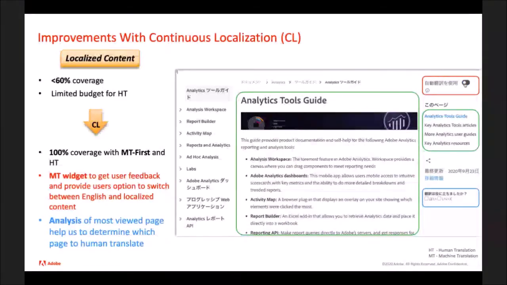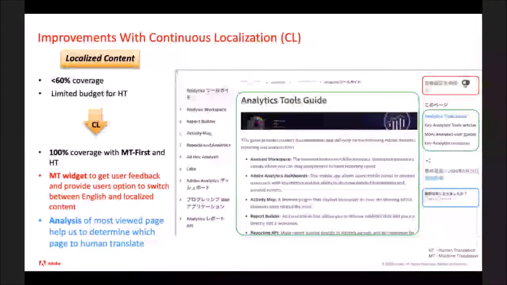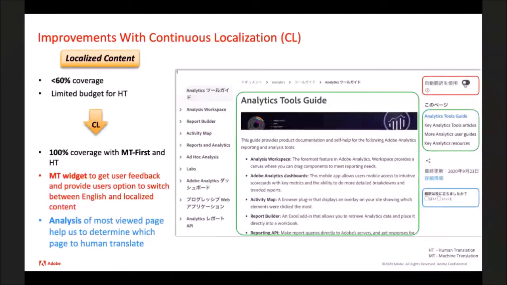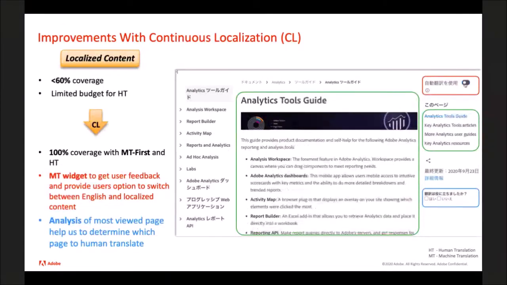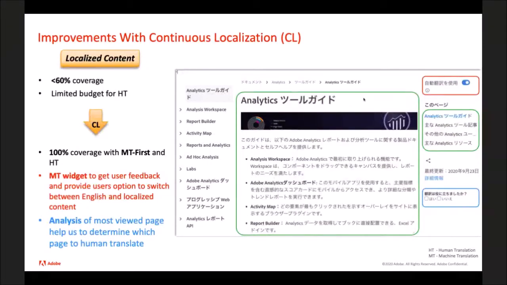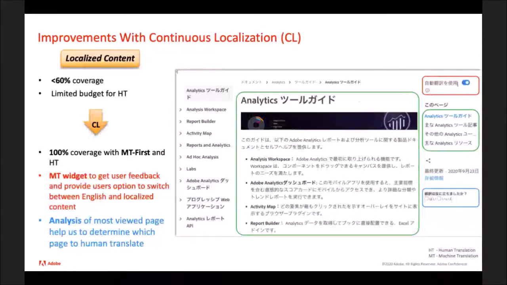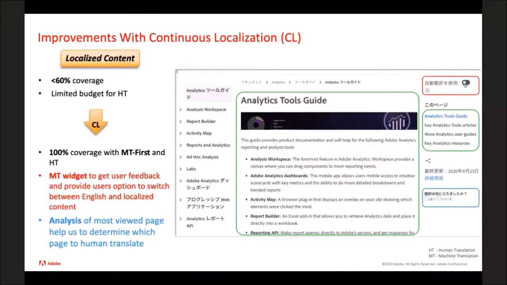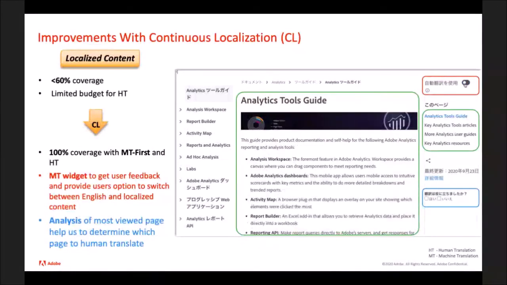We also use Adobe's own analytics tool to analyze the page, to see how the translation quality is and whether users like it or not. If you see the blue box in the corner, that's where users can say yes or no on whether they like the translation. In addition, whenever a user switches between the translated content and English, we get feedback, and we try to send those pages for human translation for better quality if they are switching too many times.